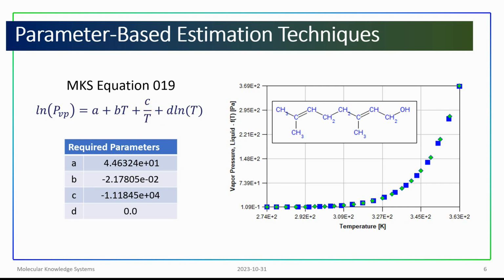Given physical property data, we can determine these parameters by multiple linear regression. For example, the squares in the graph represent vapor pressure data for geraniol, a common fragrance chemical. These data have been regressed to give these 4 parameters. The green diamonds represent the result of this regression. The estimates are in very good agreement with the data.